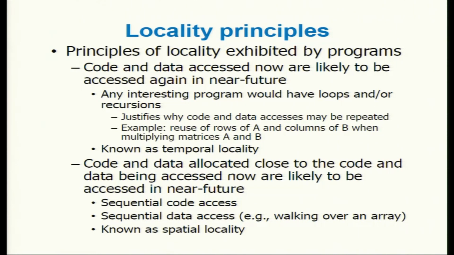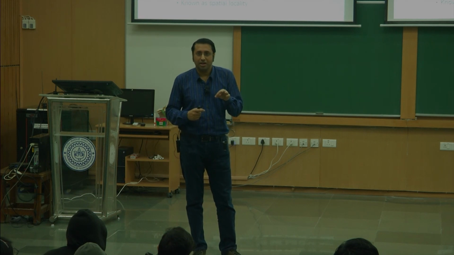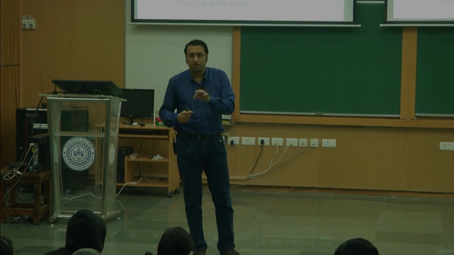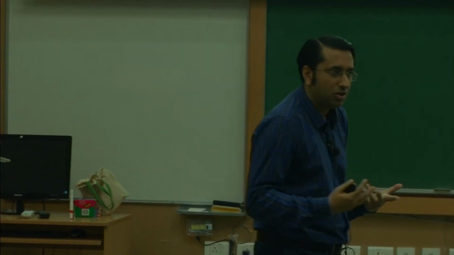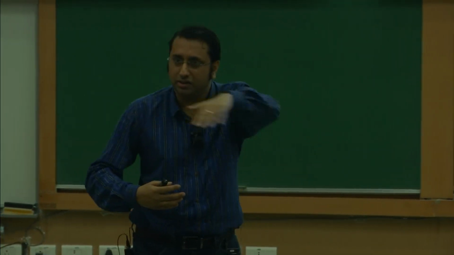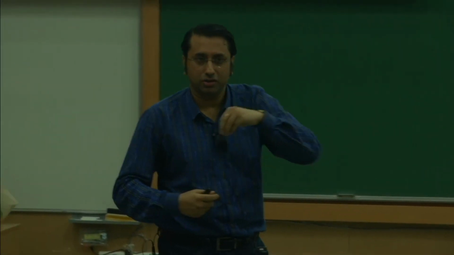The second type of locality is that code and data allocated close to the code and data being accessed now are likely to be accessed in the near future. What does it mean? Let's say I'm working on a particular vector, and on the ith element of the vector. It's highly likely that I'll require an element close to the ith element. May not be i plus 1 or i minus 1, but maybe close to that. Okay, so that's the typical nature of computation, that we have locality around the element that we are currently working on.